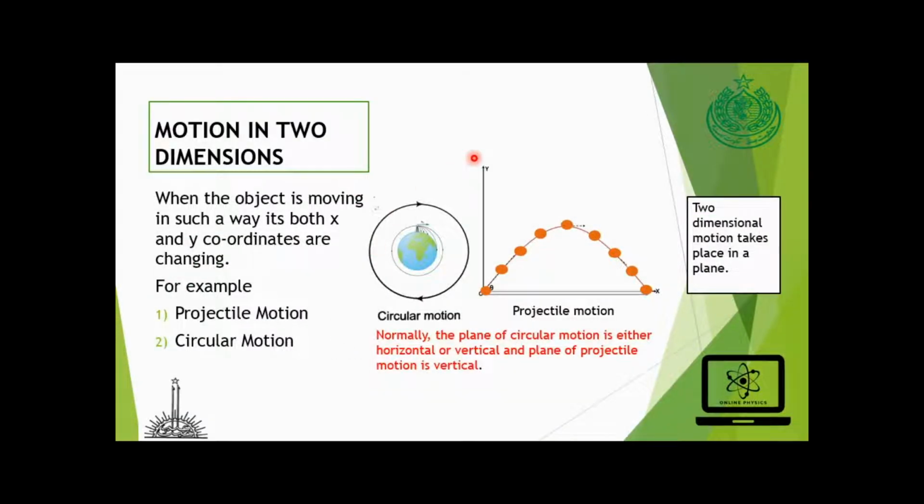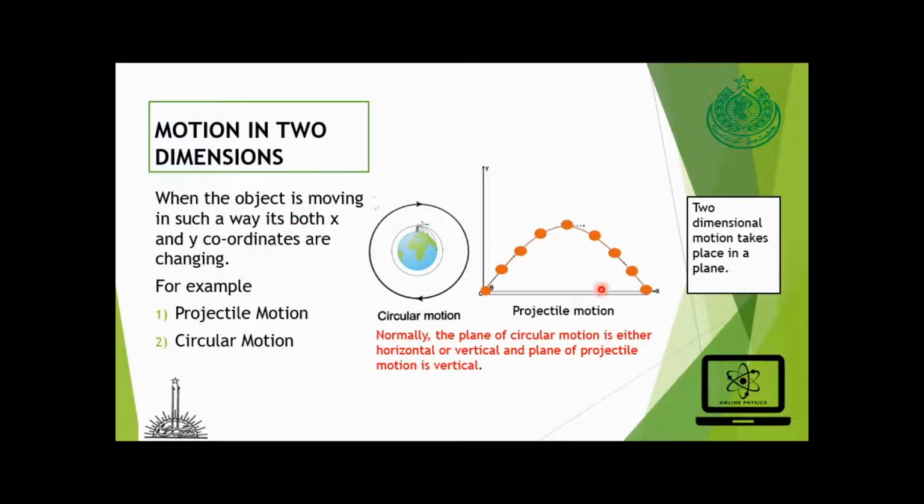Last class we talked about motion in 1 dimension, when an object is moving in a straight line, either moving along vertically or horizontally only. Today we will discuss motion in 2 dimensions, when the object is moving in such a way that both its x and y coordinates are changing.